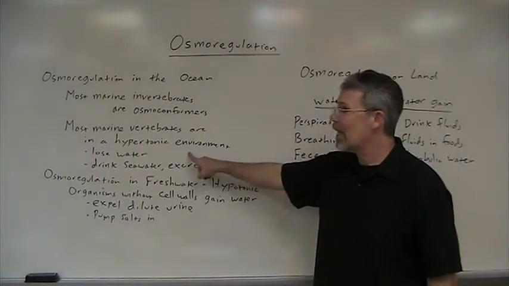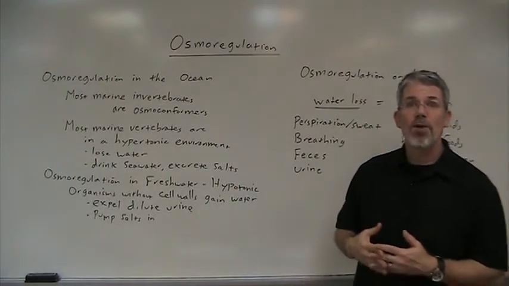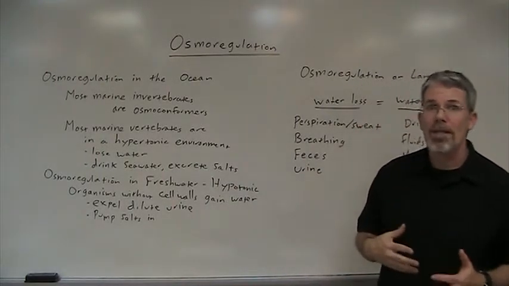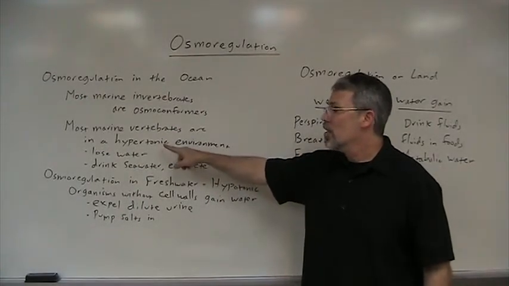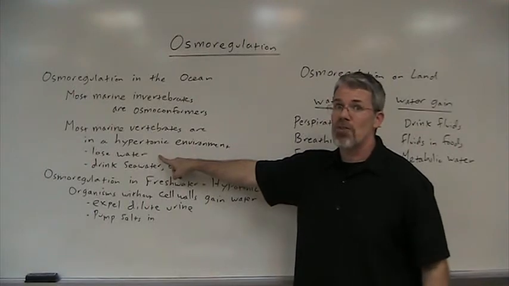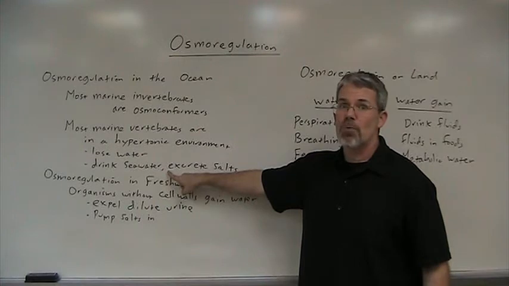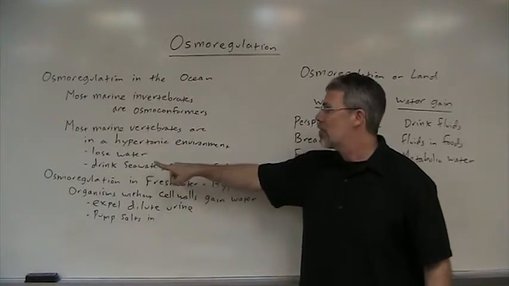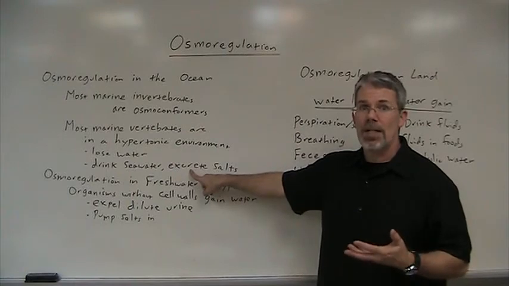But that is not true for most marine vertebrates. The body fluids of most vertebrates in the ocean are lower than that of the surrounding environment, which means the surrounding environment is hypertonic. So they are going to tend to lose water, especially fish, through their gills. It's unavoidable. So the only way to get water back is to drink the water, but the water's salty. So they have to drink the seawater, and then they have to excrete the salts in an accelerated way.